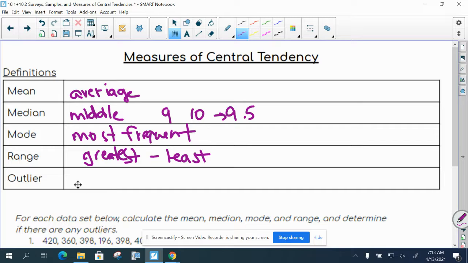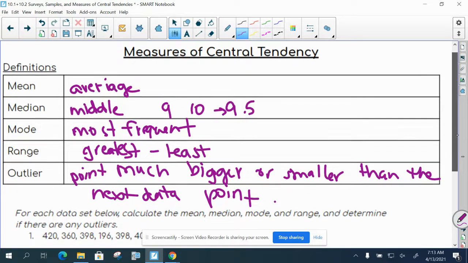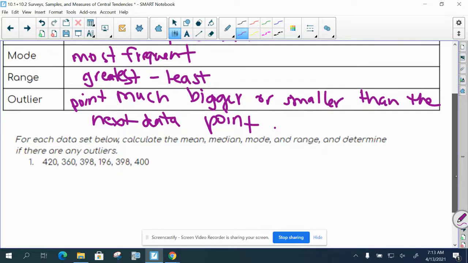And then outliers are data points that are much bigger or smaller than the next nearest data point. So for example, if I'm grading a quiz and most people got A's and B's, but there's one person who got a D, that would be an outlier. There's probably some circumstance there, the reason why they got a D, but I would say mostly the grades on the quizzes were good.